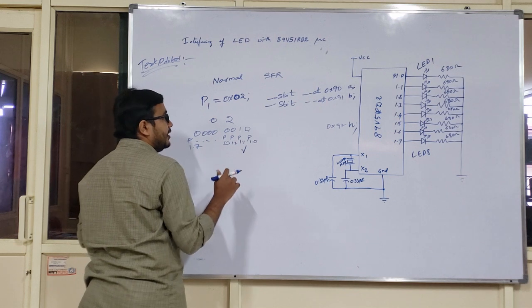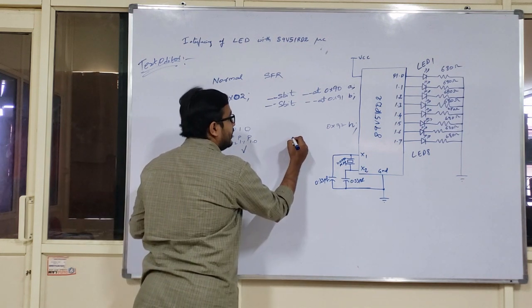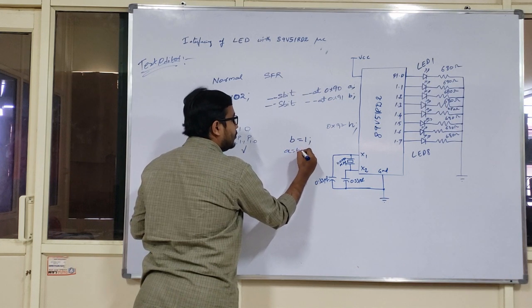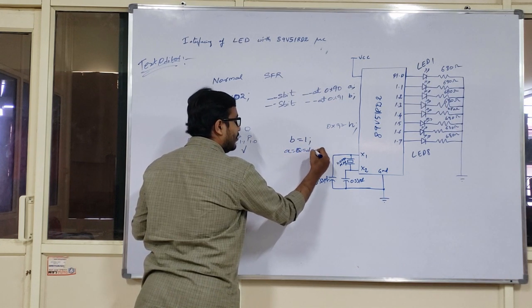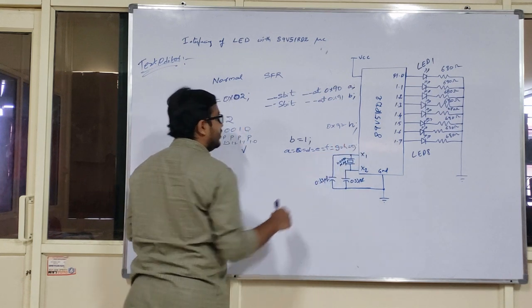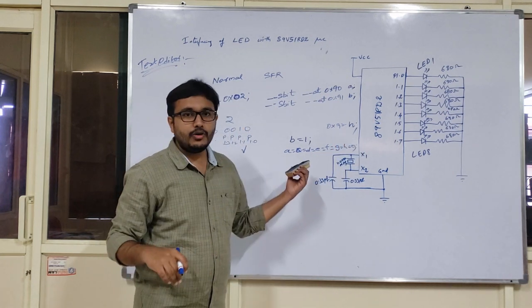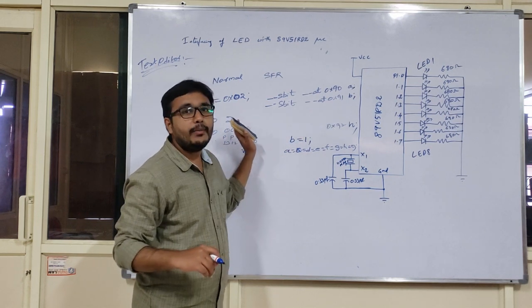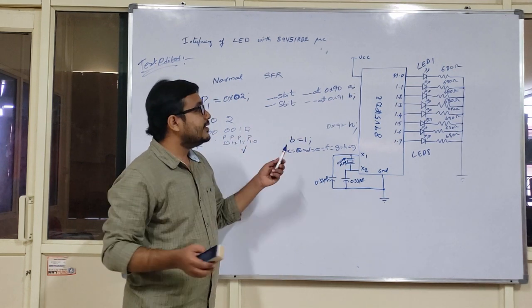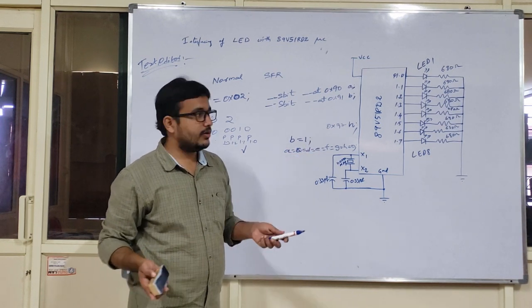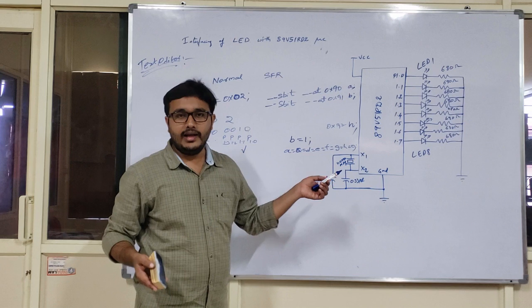That means, can I say B equal to 1 and the remaining A equal to C equal to D equal to E equal to F equal to G equal to H equal to 0? In this manner, I can do the programming. Okay, this is bit accessible and this is byte accessible. Okay, let us enter into how to do the programming for your 8051 microcontroller in order to interface with LEDs now.